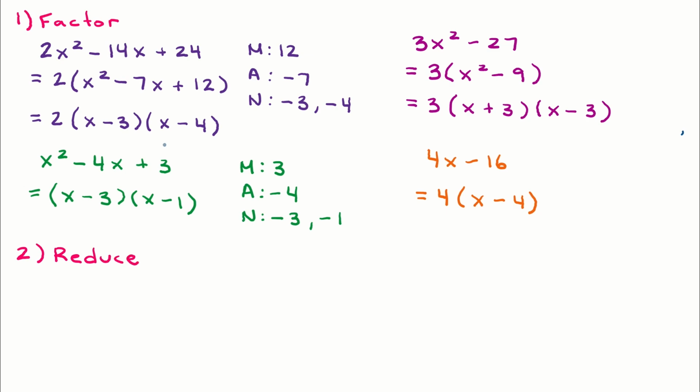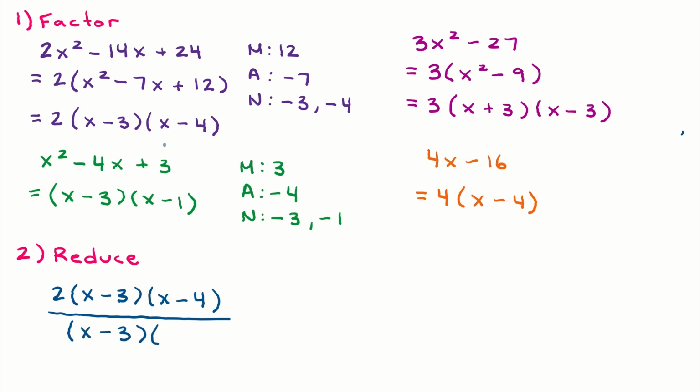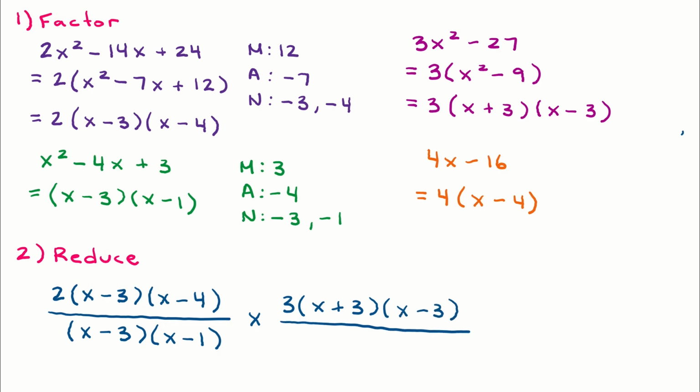So just writing this back into our fractions, we have 2 times x minus 3 times x minus 4 divided by x minus 3 times x minus 1, multiplied by 3 times x plus 3 times x minus 3 over 4 times x minus 4.